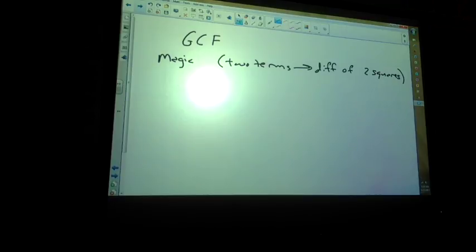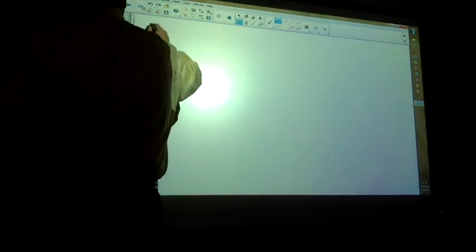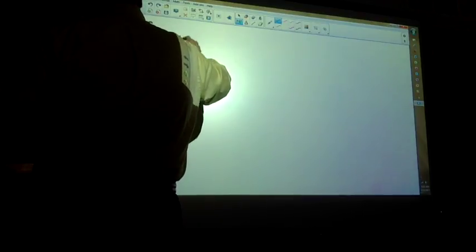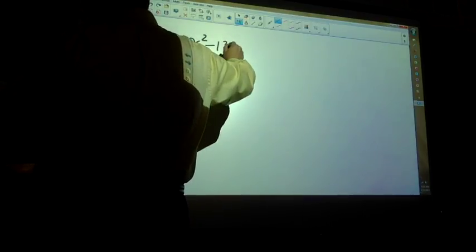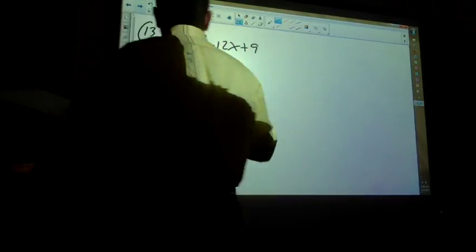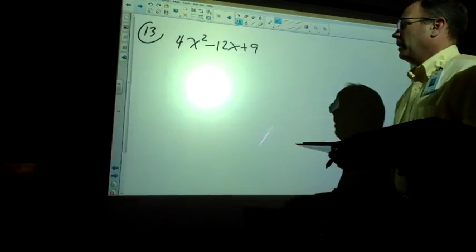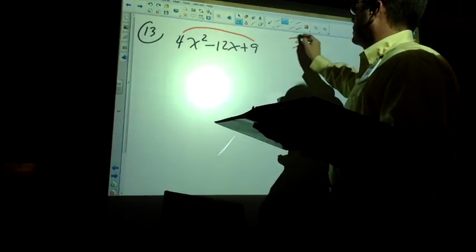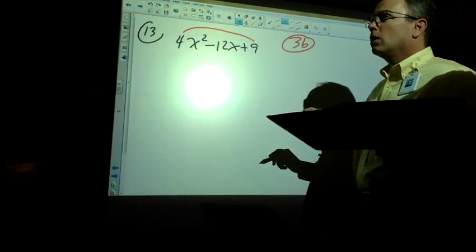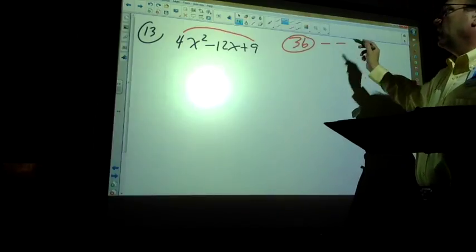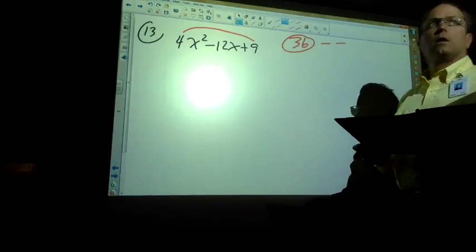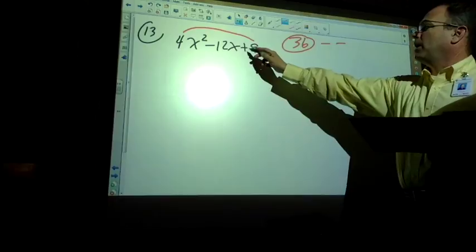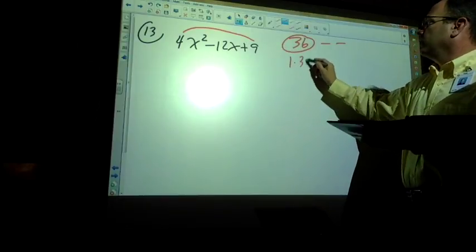So number 13: 4x squared minus 12x plus 9. It might be a perfect square, but I don't see it right away. So my magic number is 36. So I get negative, negative, right? Is that right? Because that's positive.